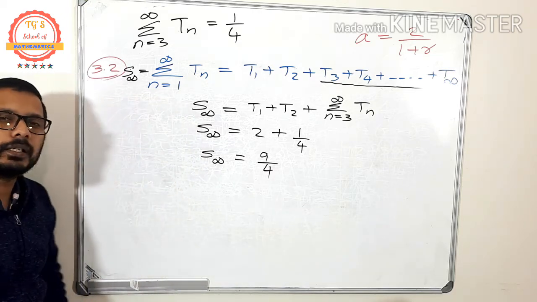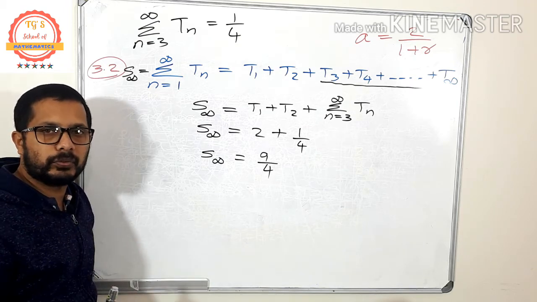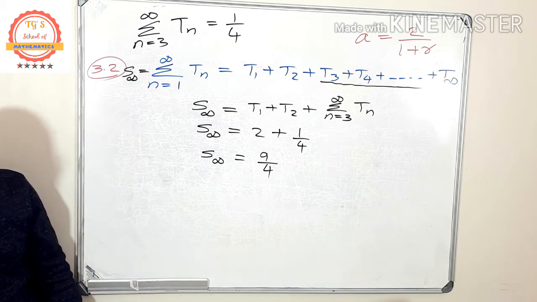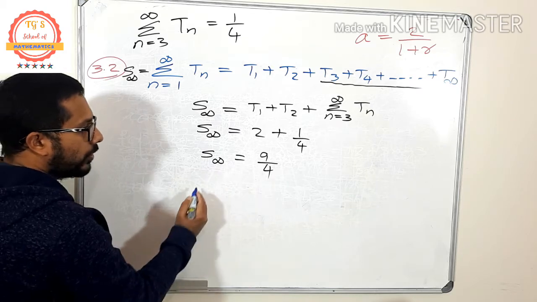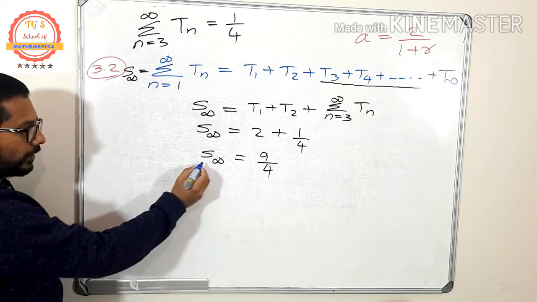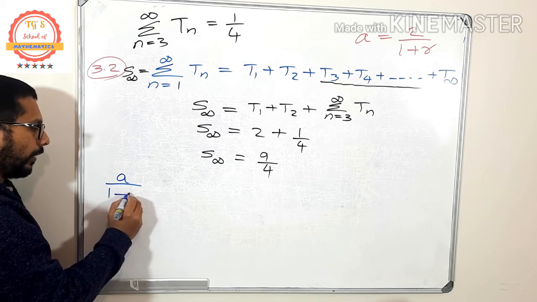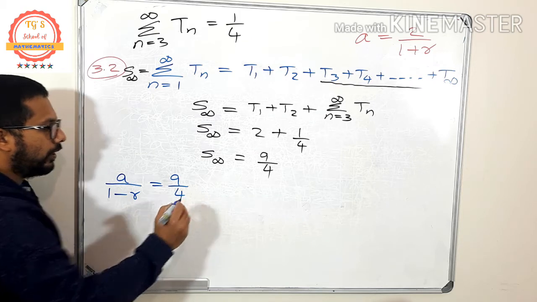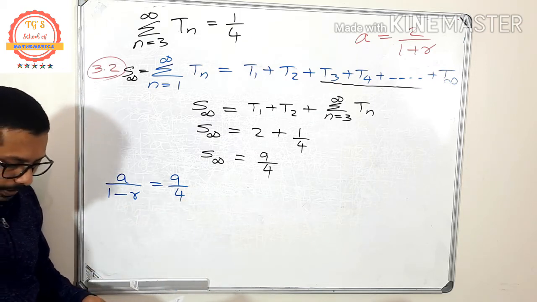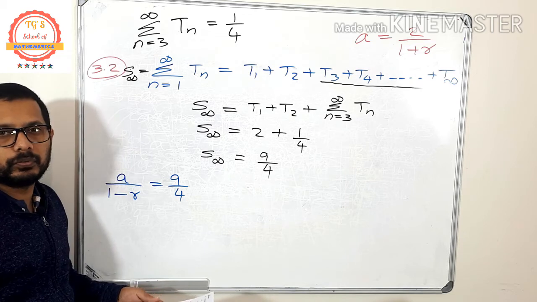Now what is the formula to find the sum to infinity? You studied a formula to find the sum to infinity in your class. What was that formula? A divided by 1 minus r. So this sum to infinity I am going to write like this: A divided by 1 minus r is equal to 9 divided by 4.